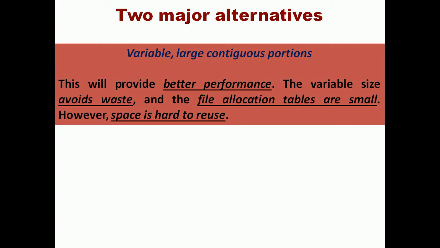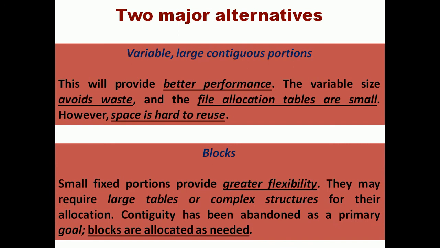And the file allocation table is small. But then the space is hard to reuse, that is, it forms internal fragmentation. So the next scheme is blocks. Here we have small fixed portions, which provide greater flexibility. Whenever a request is made for allocation, we need to satisfy the request by allocating certain blocks to the file.